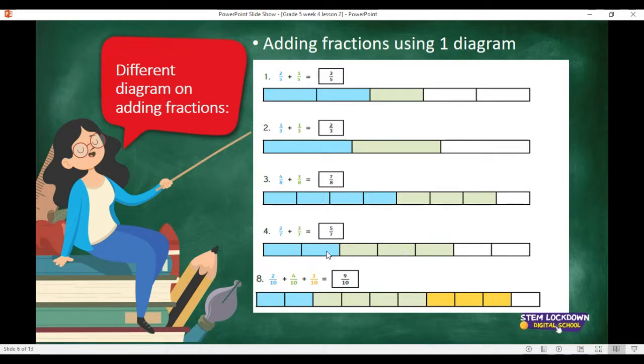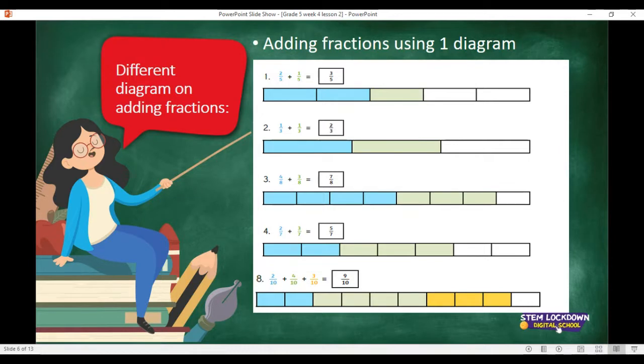Then you do the same thing that you did on number 1, 2, 3. You shade 2 because the first sum is 2 over 7, and then you go on to shade 3, and then 2 plus 3 gives us 5. And then what if we are adding more than 2 fractions?